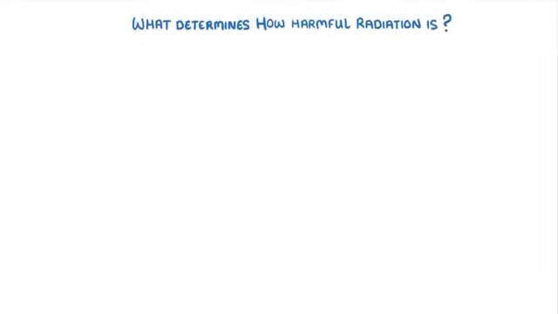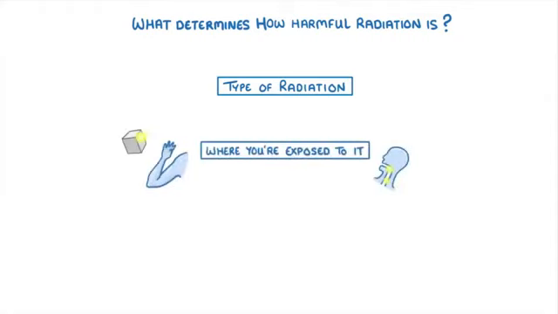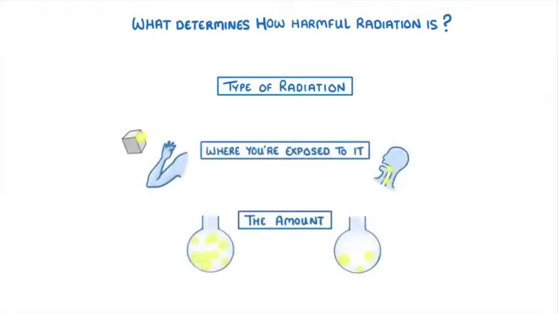The next thing we need to look at is what determines how harmful radiation is. This depends on a range of different things, but the main ones are what type of radiation it is, where you're exposed to it, and the amount of radiation that you receive.